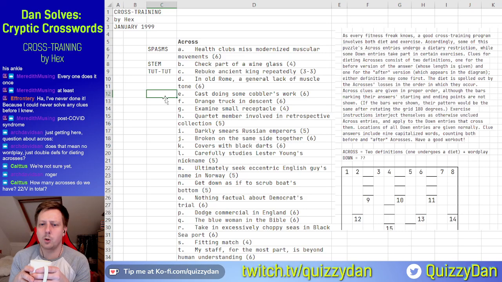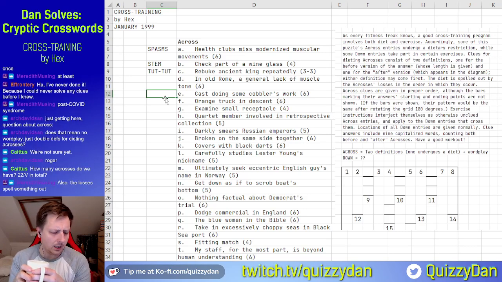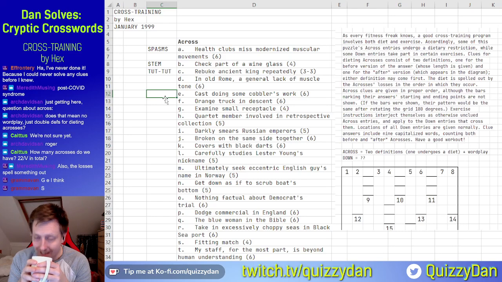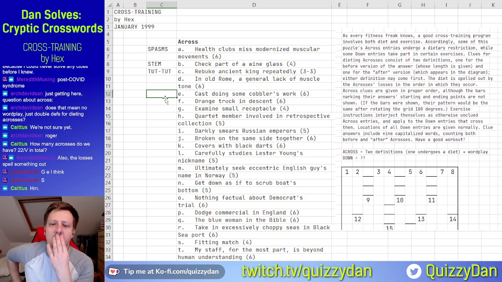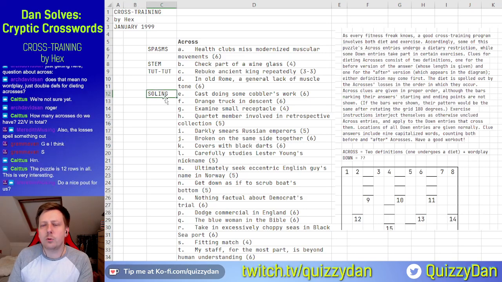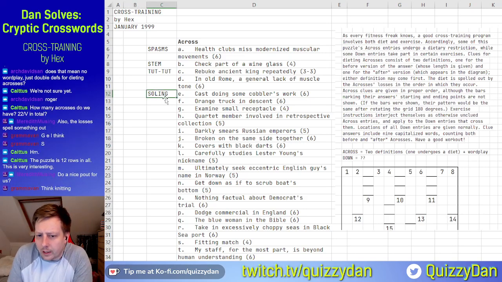Cast, doing some cobbler's work. Shoeing, so a cobbler does some resoling, lacing, shoeing. First letter, please, Grammar Van. If it's S, I'm going to be irritated. I'm irritated! Soling is all I could think of. Oh! Soling and sling. If you sling something, you throw it, you cast it, and you're soling, you're doing some cobbler's work.